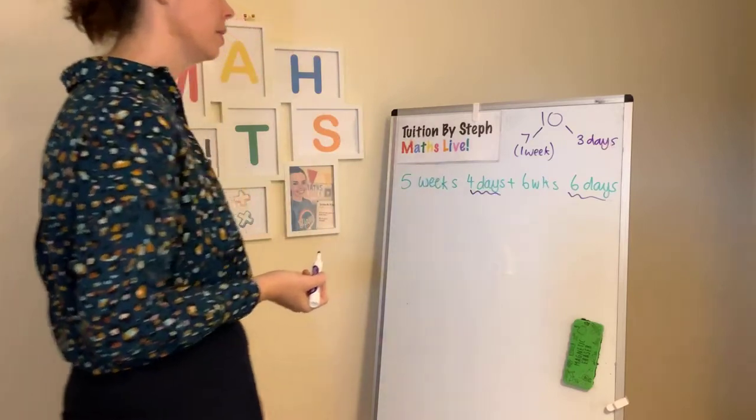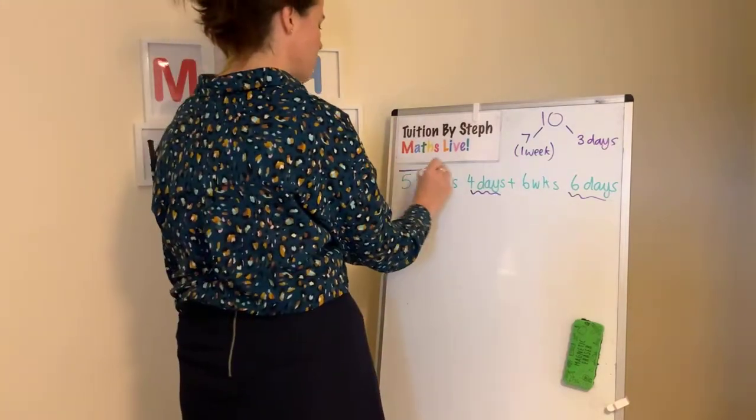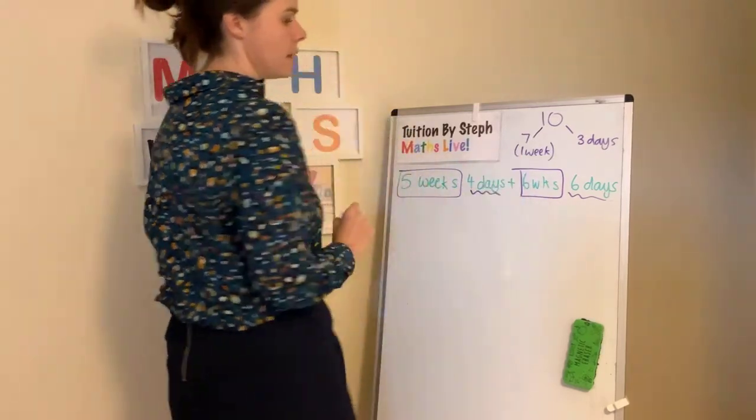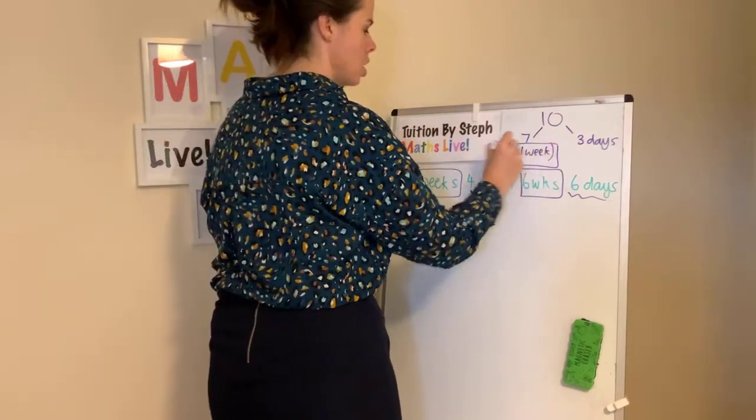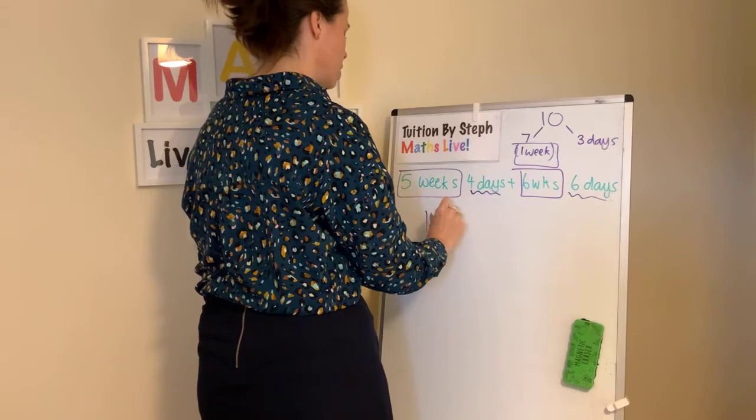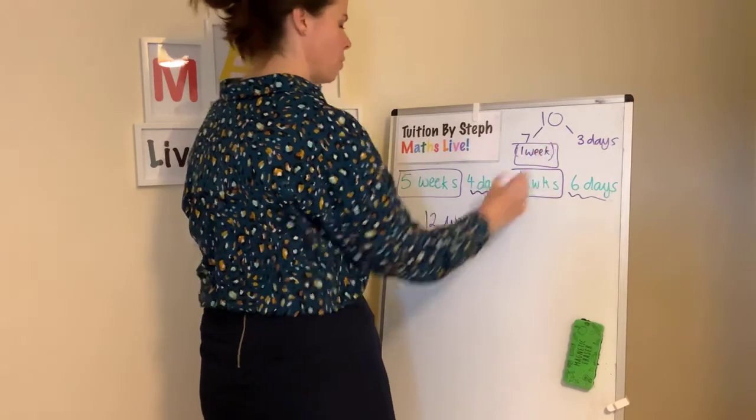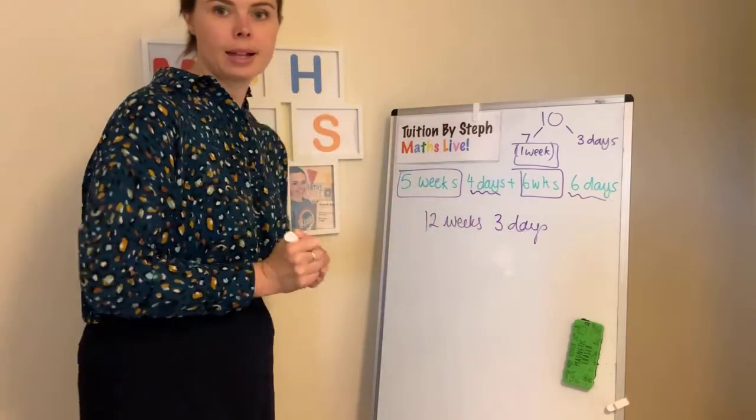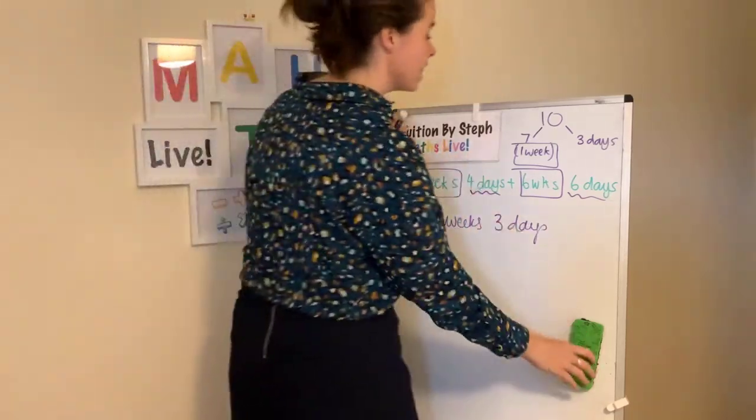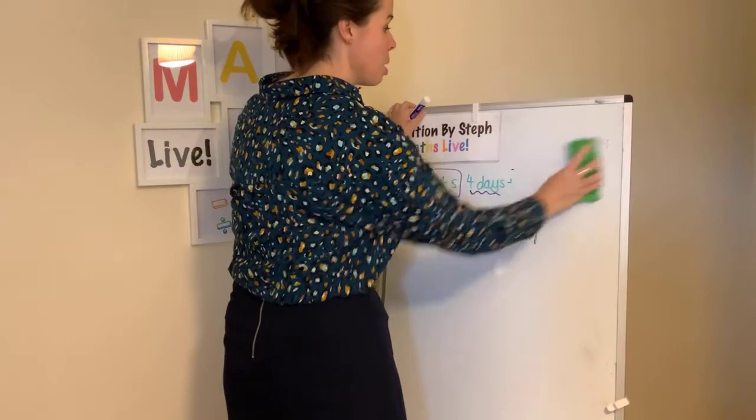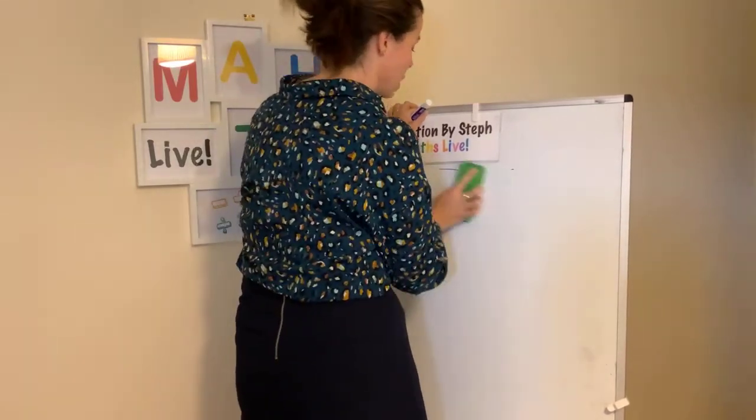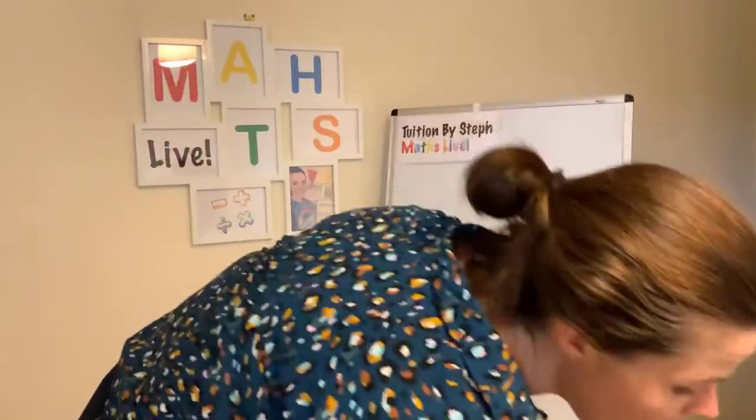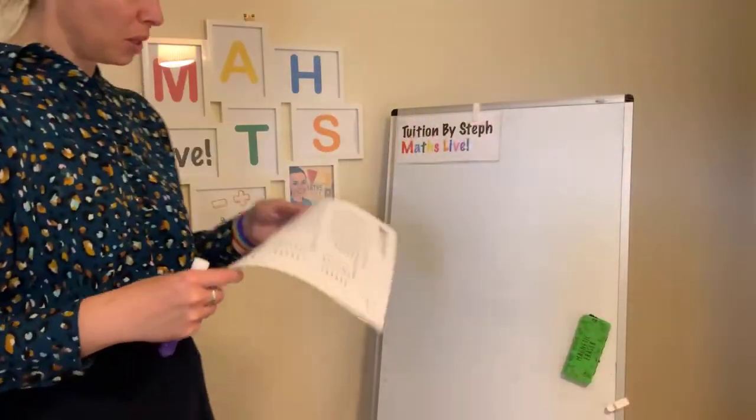Okay. So we know, and then when we add the weeks, 5, 6, 7, 8, 9, 10, 11, 12. That's 12 weeks and the 3 days that we had left over. So just, like I say, the same method, but using different time intervals. Seconds, weeks, days, months, years, hours, loads and loads and loads.